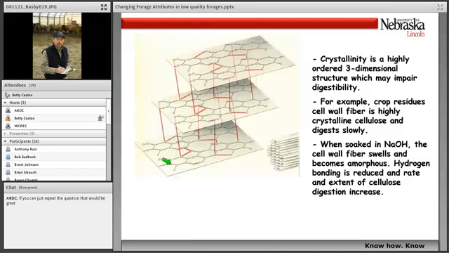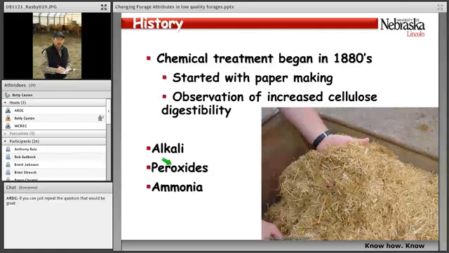And so what we'd like to do, and it's been around for a long time, is that you can actually treat forages with some chemicals that open up that cell wall structure and allow rumen microbes to go in there and have better access to that forage that has to be fairly mature in the stage of production. We've used alkali treatment, we use peroxides, and the one that I would like to talk about here is ammoniation.